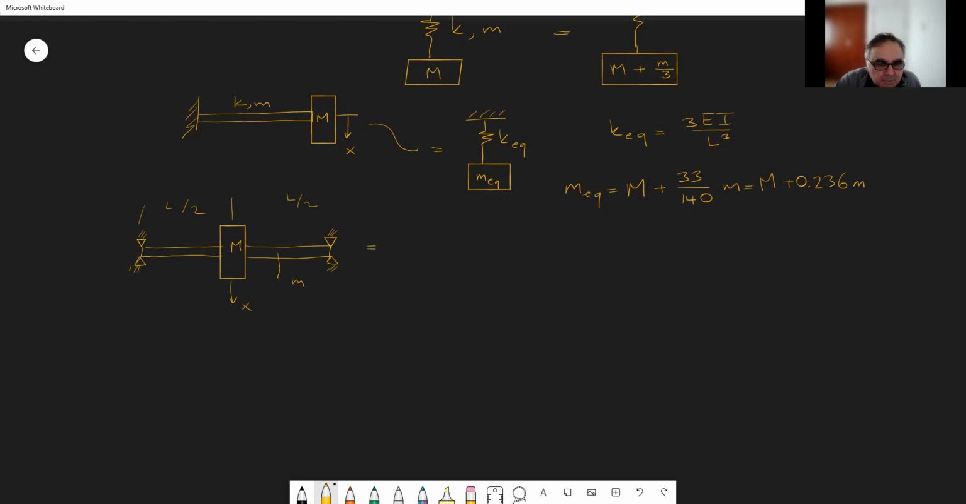Again, we want to replace it by an equivalent spring and an equivalent mass. You can find it through strength of materials that the K equivalent is 48EI over L cubed. And the equivalent mass is this mass, which is M, plus 0.48.